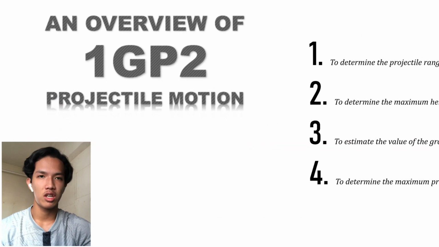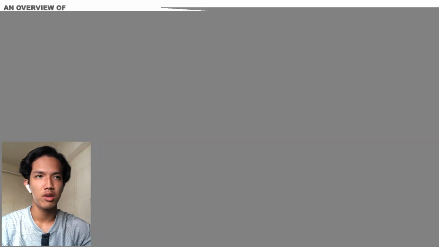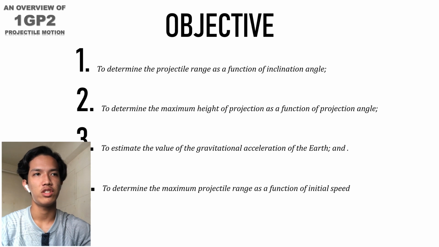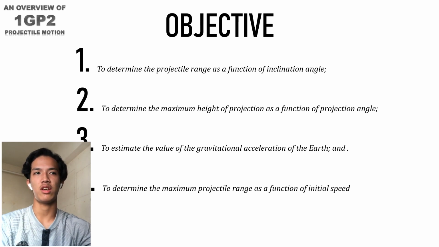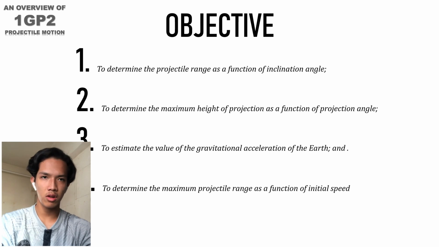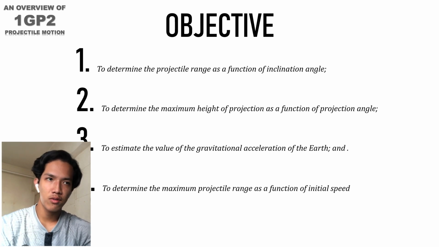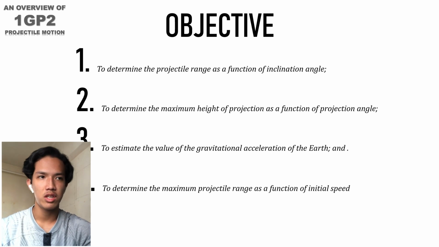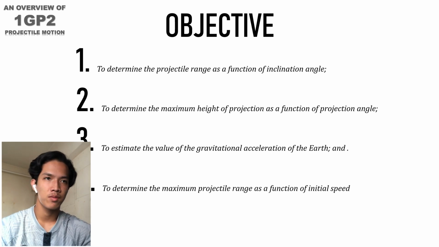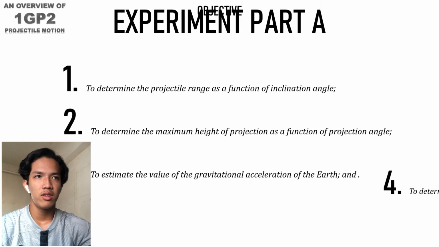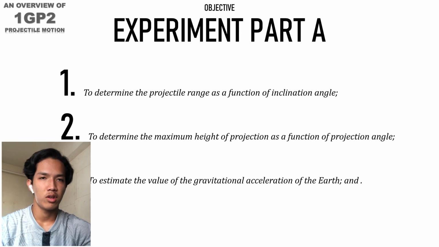So there are four objectives of this experiment, which is to determine the projectile range as a function of inclination angle, to determine the maximum height of projection as a function of projection angle, to estimate the value of the gravitational acceleration of the Earth, and to determine the maximum projectile range as a function of initial speed. So we will see that for experiment part A, we will determine the first three objectives.